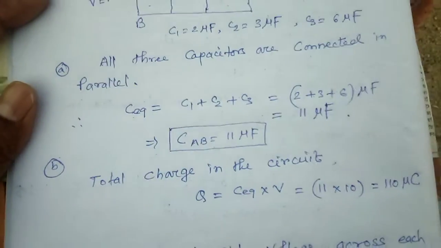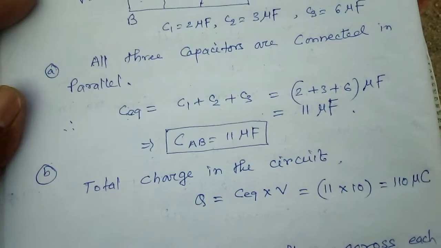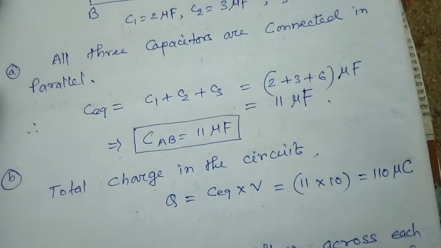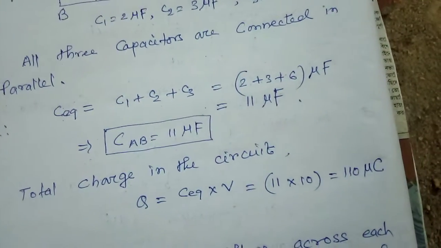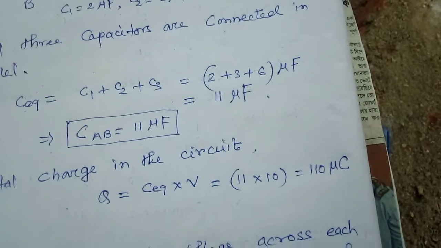Next, we have to calculate total charge in the circuit. We have the formula Q equals C equivalent into V. If we simply put the value of C equivalent and the supply voltage V, we get 11 into 10 equals 110 microcoulomb.